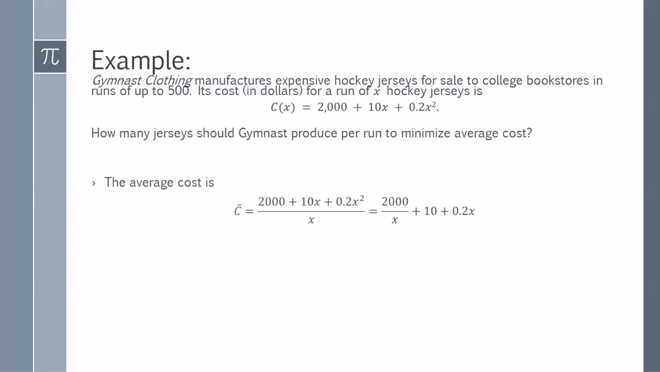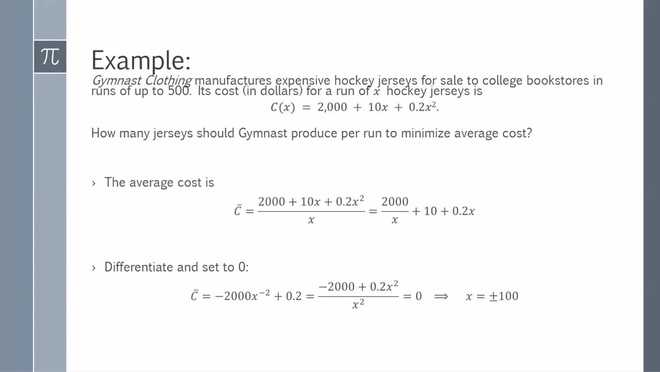Let's begin by figuring out what the average cost is. C bar in this case is equal to 2,000 plus 10x plus 0.2x squared divided by x, or 2,000 over x plus 10 plus 0.2x. Differentiating, we get C bar prime equals negative 2,000 x to the negative 2 plus 0.2. Simplifying and setting that equal to 0, x is going to be plus or minus 100.